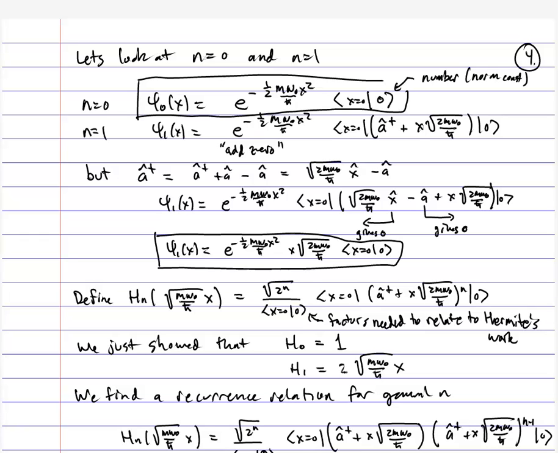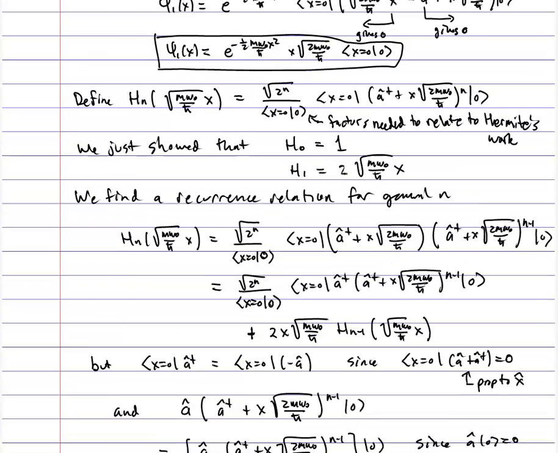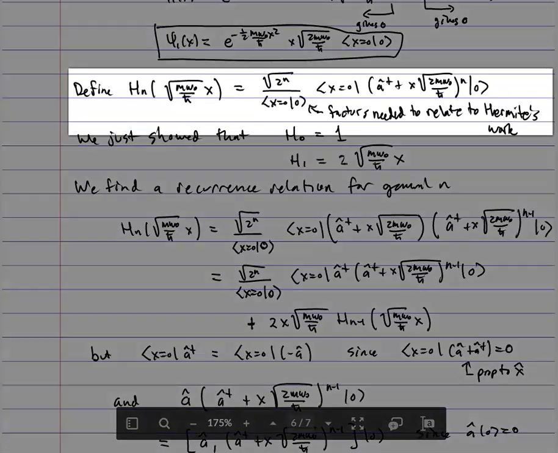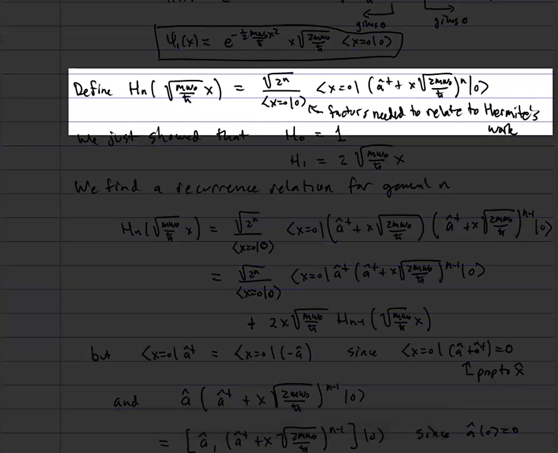But before we get there, we're going to work out the general case for all n. So I'm going to define a function that I'm going to call h sub n of square root of m omega 0 over h bar times x. It's equal to square root of 2 to the n over this overlap, x equals 0 with ket 0, times the matrix element, x equals 0, a dagger plus x square root of 2m omega 0 over h bar raised to the nth power acting on ground state ket 0.